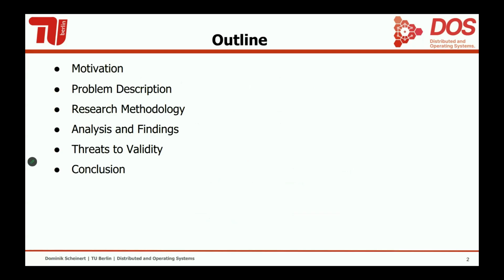Okay, so this is the outline of my talk. I would like to start with a brief motivation, then follow up with a problem description. I would then briefly talk about our research methodology and then dive into the analysis and some interesting findings that we made. And of course, then also discuss the potential threats to validity just out of transparency and conclude the talk.